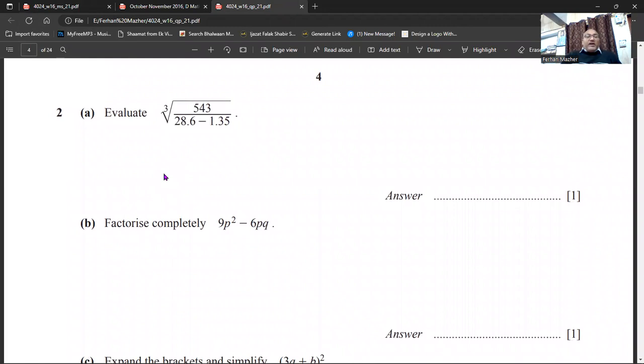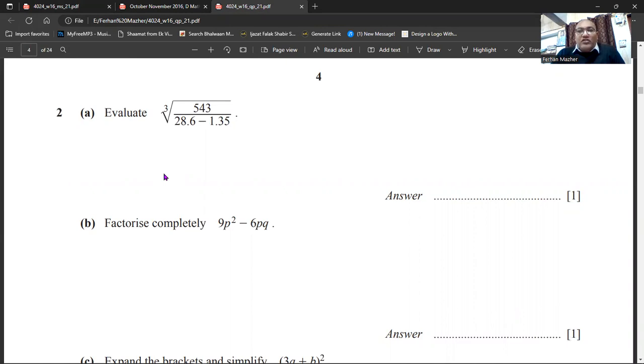Question number 2A part, and it says evaluate. We have to take the third root, and under that radical sign we have 543 divided by 28.6 minus 1.35. I will suggest that if you do it stepwise, that will be better. So in your calculator, you will write 543, divide, bracket start, 28.6 minus 1.35, bracket close, equals.